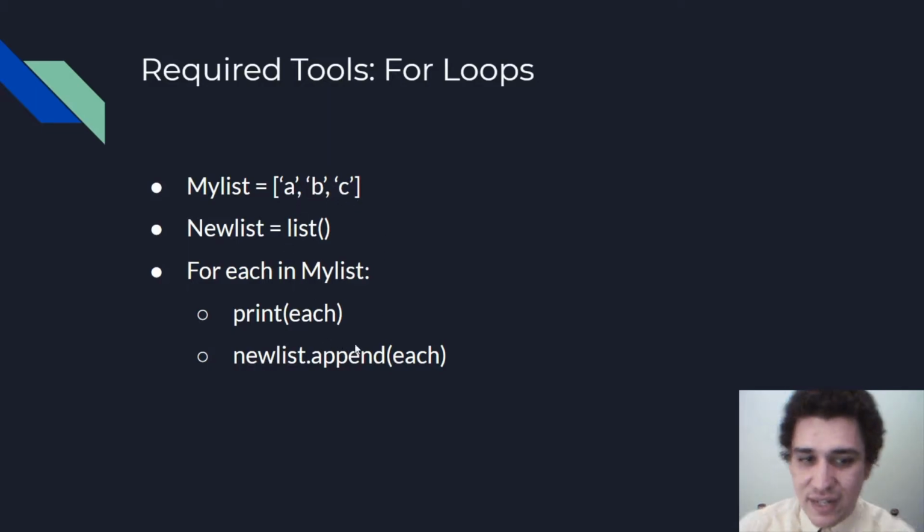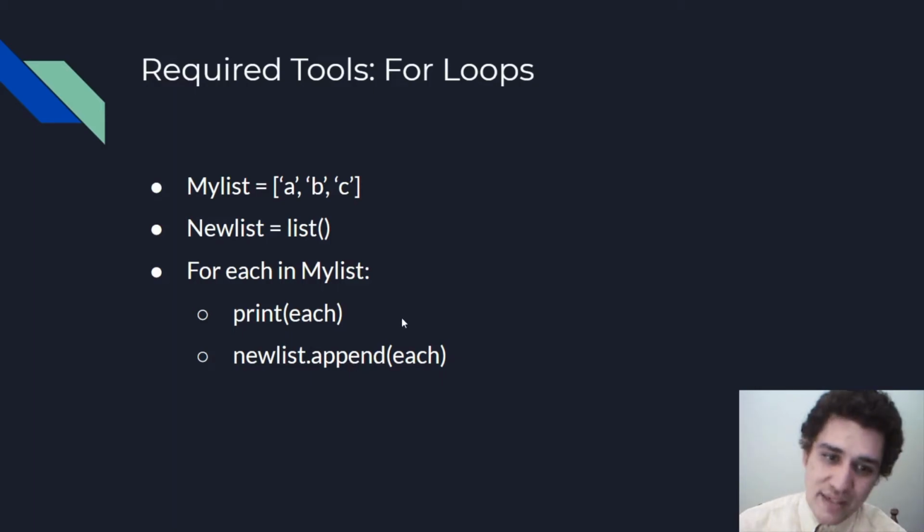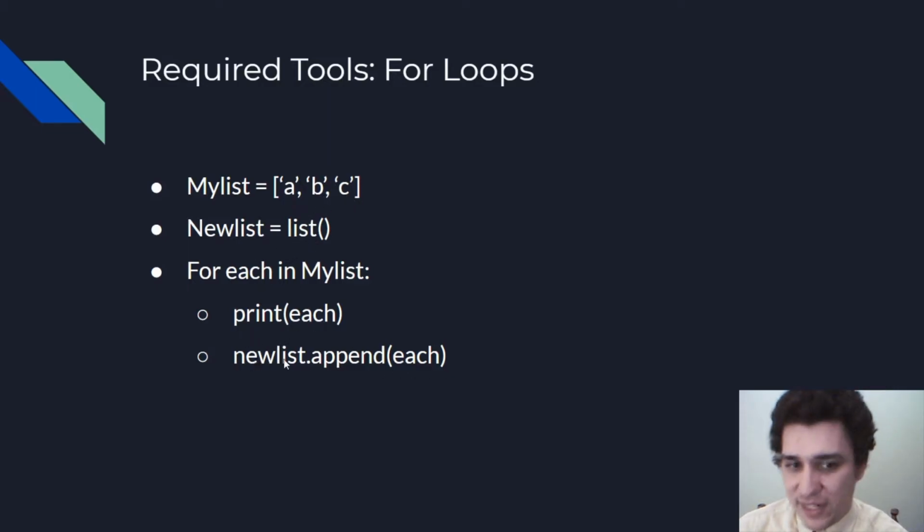This next line of code will actually append each item to the end of new list. So if I ran this code, it would start with the first each, which is A. It would print it out and add it to new list, and then it would go to the next each, which is B, and then it would print it out and add it to the list, and then it would go to the next each, which is C, print it out and append it.